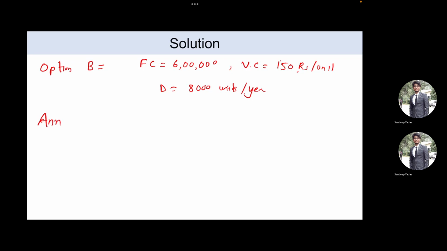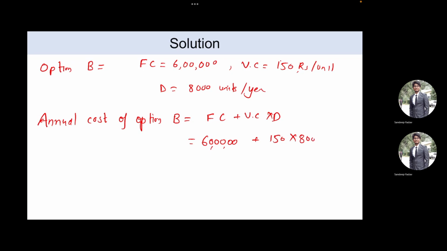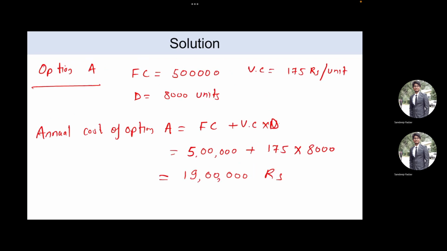Now, the annual cost of option B will be fixed cost plus variable cost into demand. Fixed cost is 6 lakh rupees, variable cost is 150 into demand. If you calculate, it comes to around 18 lakh rupees. That is option B, and that is option A.